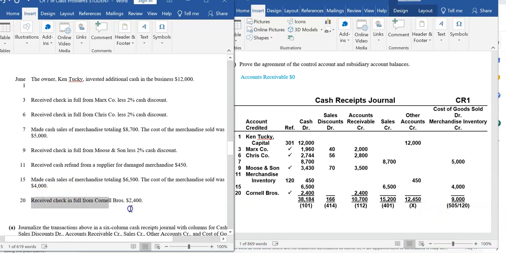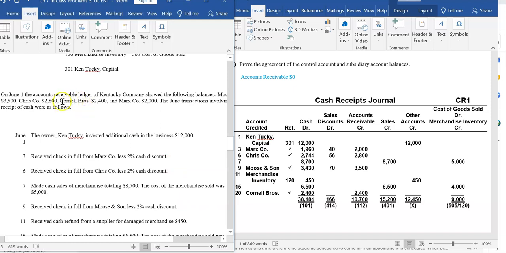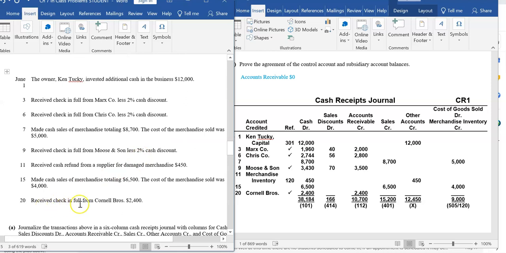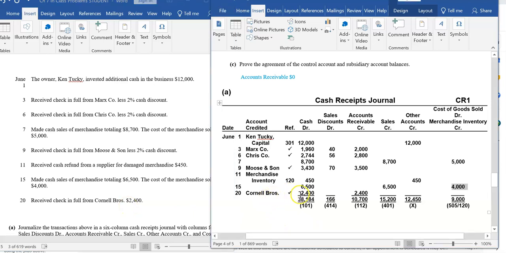Finally, on the 20th, we received a check in full from Cornell Brothers. Cornell Brothers had owed us $2,400. There's no indication here that they took a discount, so they must not have paid within the discount period. So when we record this cash collection from Cornell in the amount of $2,400 in the cash debit column, there's no discount to record. The full receivable is being paid off with no discount taken.